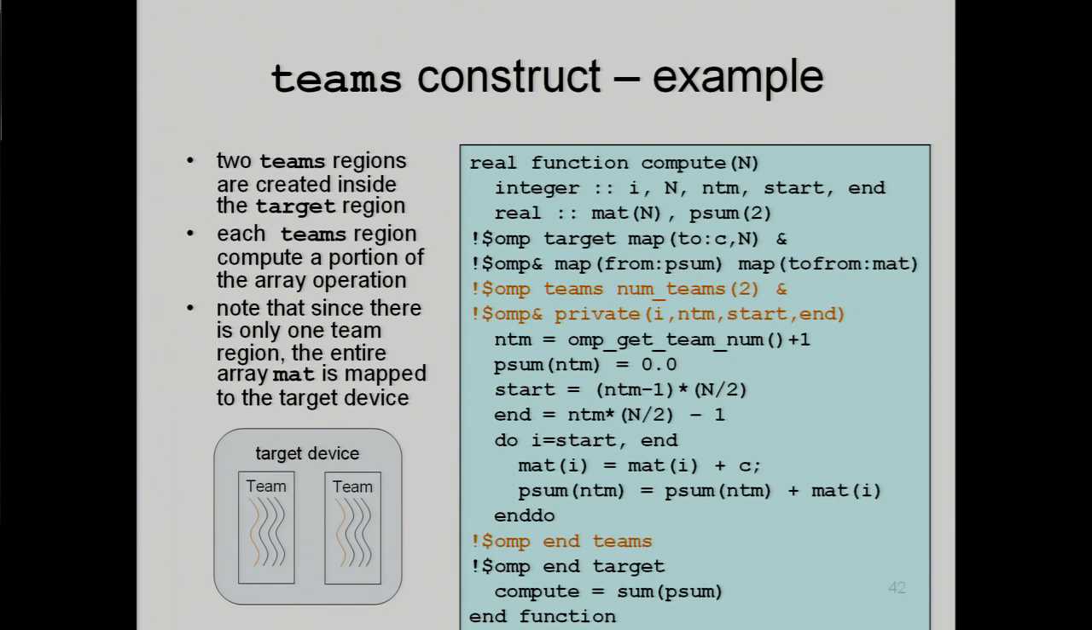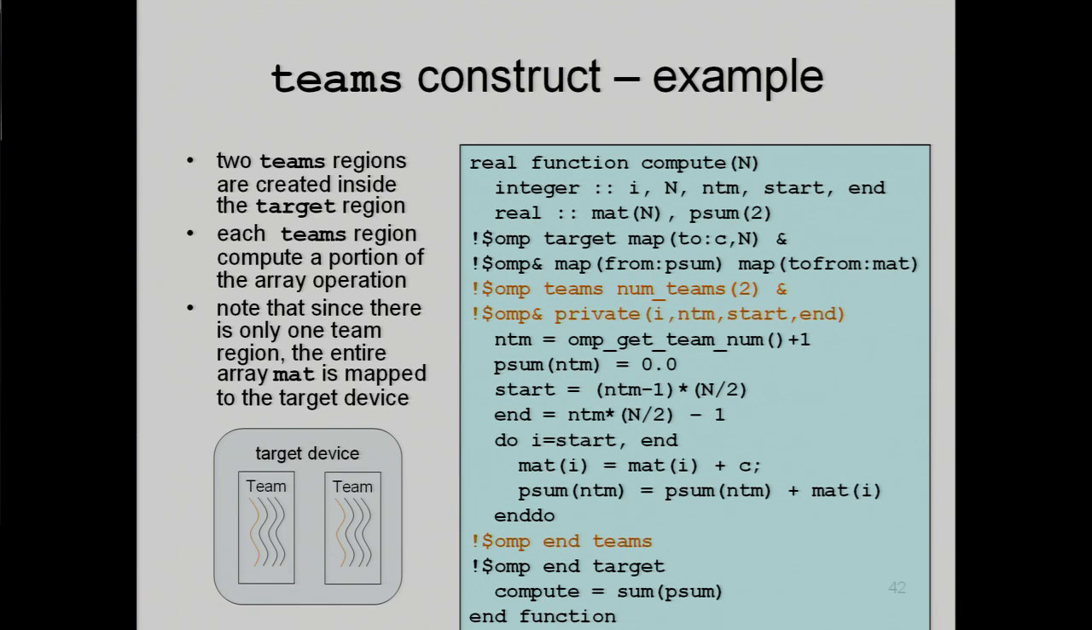I mapped the whole matrix into the target device, because there's just one device here. And then these two teams share that data. Inside the teams, because I have two teams, I chunk the matrix into two pieces, and then use the two teams to run it. It's a little bit artificial, but I just want to illustrate the concept here.